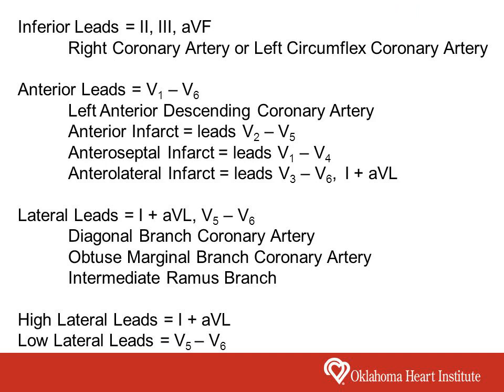Diagonal branch coronary artery. Obtuse marginal branch coronary artery. Intermediate ramus branch. High lateral leads equals I plus AVL. Low lateral leads equals V5, V6.